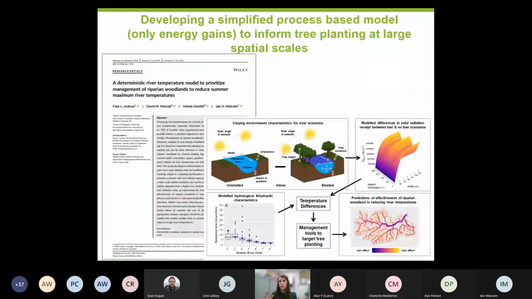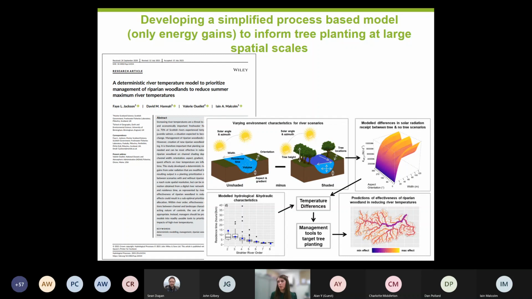So what we did was we took all of this information and we produced a simplified process-based model that looked at just the energy gains that you're getting within a given river reach. At a basic level, you can think about this as we had lots of different characteristics of rivers that we set up, so lots of different widths and amounts of water and orientations. We then had a simulation for an unshaded scenario and a simulation for a shaded scenario. And if you minus one from the other, that difference gives you a shading effect from your trees. You can then use your information on your amount of water and how long that water is resident in a given reach to give you a temperature difference.